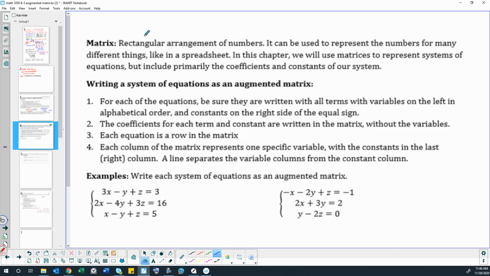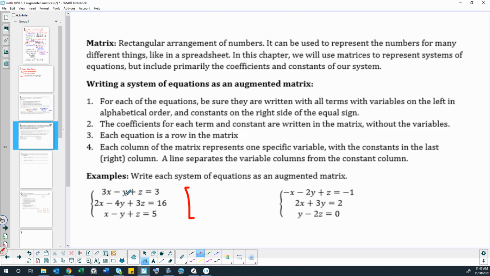Okay, we just talked about what a matrix is. So we can take any system of equations and put it into a matrix. So we're going to make sure all of our equations are written with the terms with variables on the left in alphabetical order usually, and then the constants on the right side of the equal sign. We take the coefficients for each term and write them in the matrix. Each equation is a row in the matrix, and each variable is a column. And if there's no number there, like there's a variable missing, like here, then we put a zero in place of where there's no z. Or if there's no number in front of the variables, then those are ones, or if it's a negative, it's a negative one, correct? So write these augmented matrices out with me really fast.